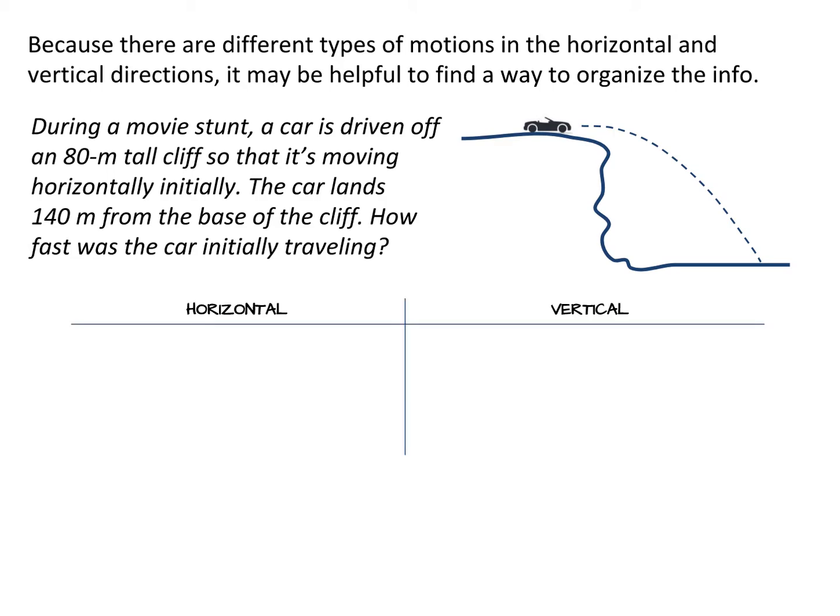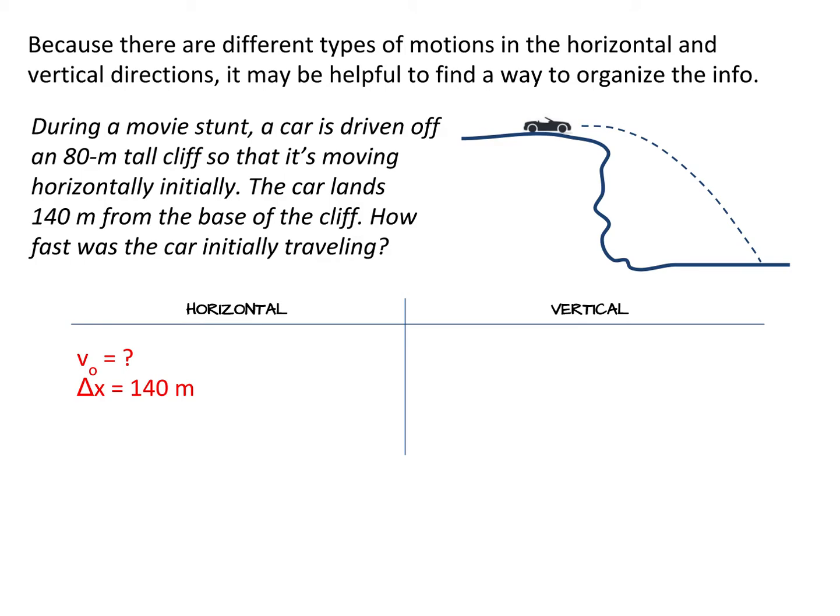So let's get organized. We're going to have horizontal numbers separated from vertical numbers. Keep them separated. The thing we're looking for is the horizontal speed, so we'll start with that. That's our unknown. What else do we know in the horizontal direction? Well, we know how far it travels horizontally. There are 2 distances in the problem. 80 meters tall is a vertical distance. 140 meters from the base, that's the distance that it traveled horizontally. So I'm going to put that over here.